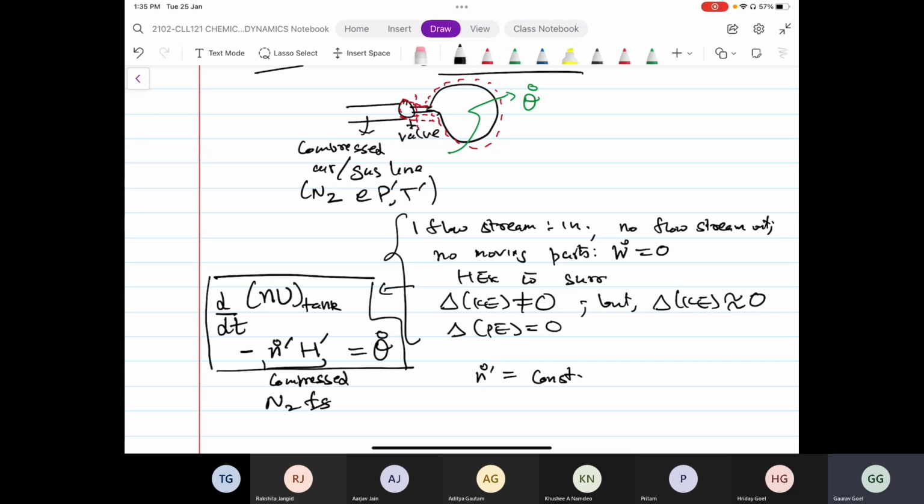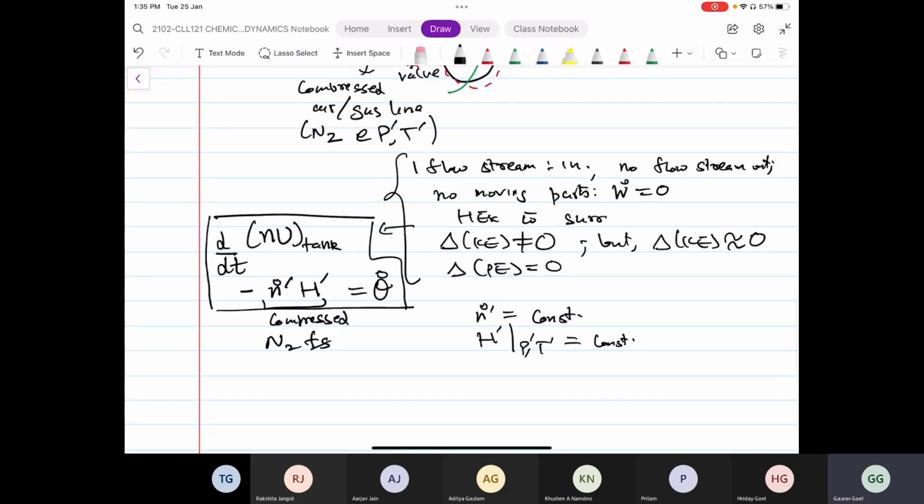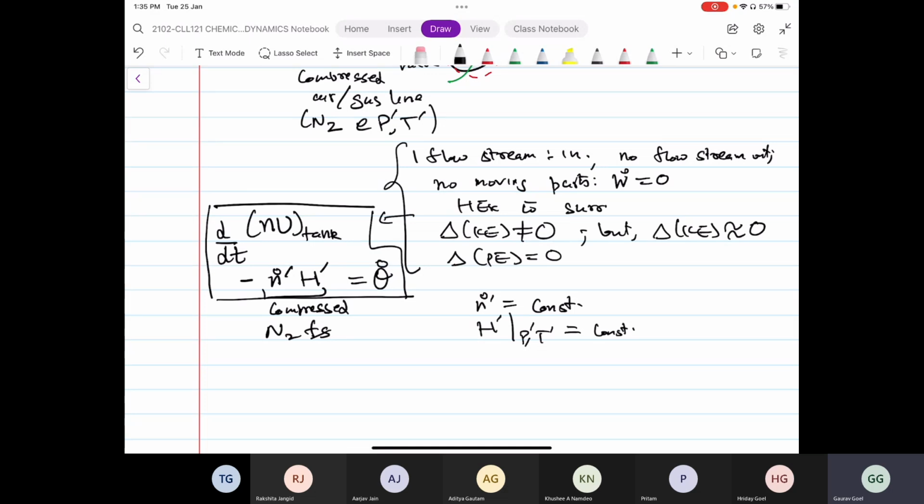Okay. However, if the difference between the compressed airline pressure and the vessel pressure is very large, then to a good approximation, you can still assume flow rate to be constant. Okay. So that's what we are doing here. H prime corresponds to properties of the compressed airline because it's a pure species. 2 degrees of freedom, pressure and temperature, are fixed. Therefore, H prime is definitely a constant for the entire process. Okay. So given these two bits of information, I do an integration.